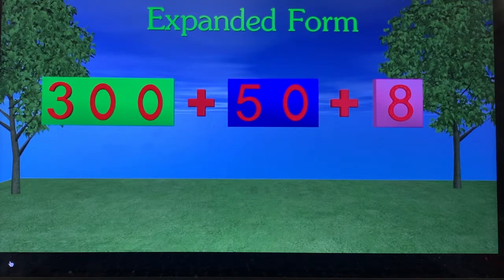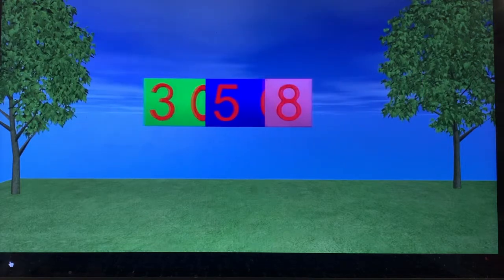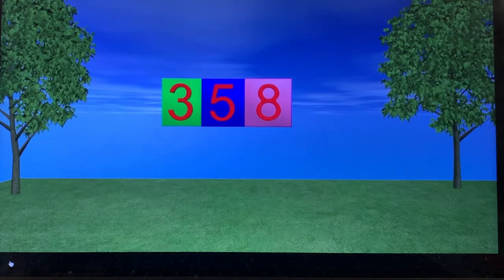Just like a slinky that we pull apart, this number is stretched out in expanded form. When you stretch out a slinky and let it go, what does it do? It shrinks back together. Let's do that with this number. Now we have the number back in standard form, and it looks just like a slinky that is not stretched out. Isn't that awesome? Let's look at another example.